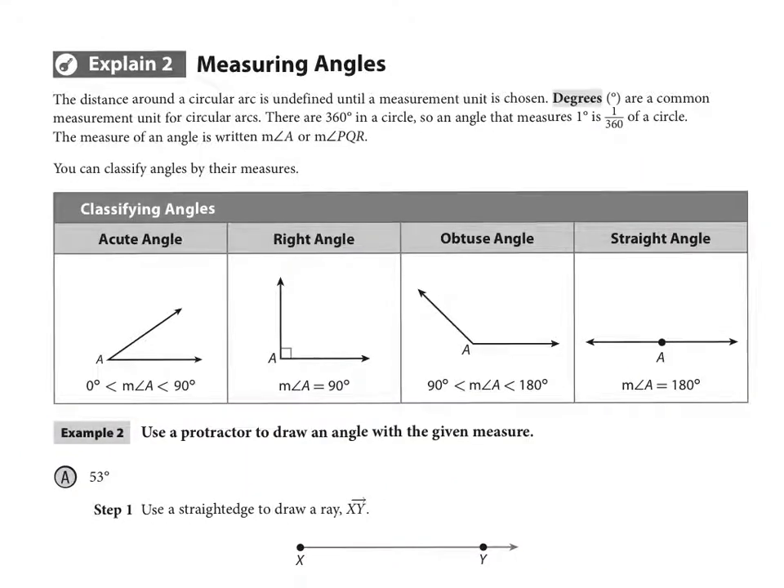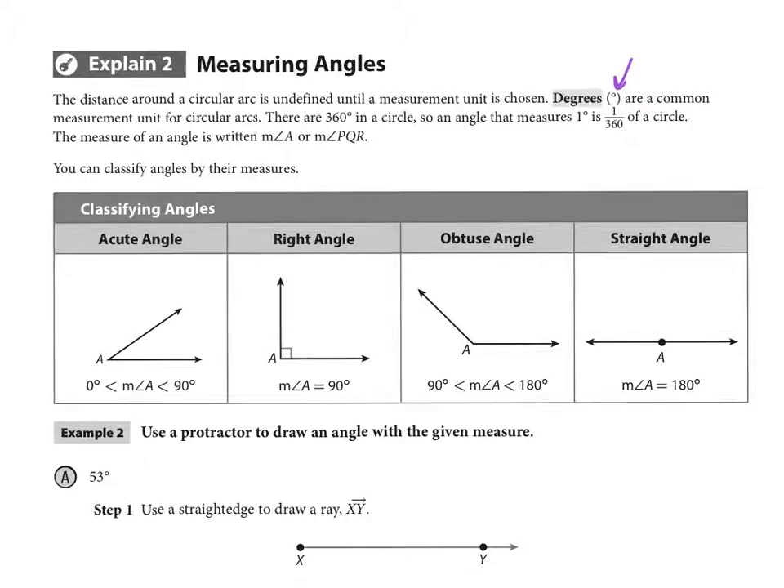All right, when we measure angles, we measure them in degrees, which I'm sure you've heard of so far. So degrees, that's just this little bubble right here. A degree is technically defined as 1/360th of a circle because there are 360 degrees in a circle.